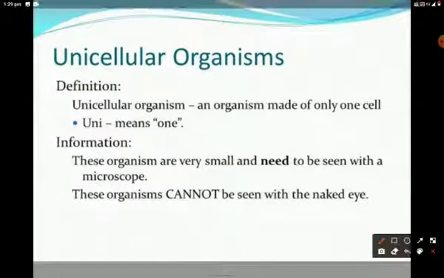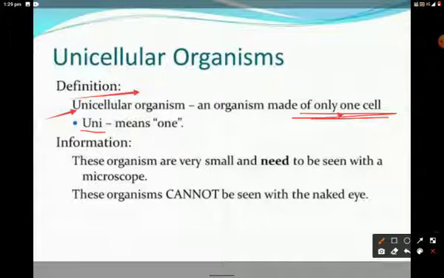Unicellular organisms. What are unicellular organisms? Definition. See here. Unicellular organism: an organism made by one cell. You have to remember, one cell is called a unicellular organism. Here in unicellular, uni means one. Cellular means cell. One-celled organism.